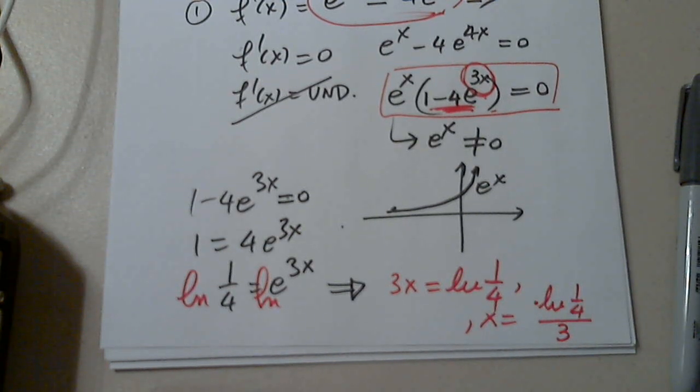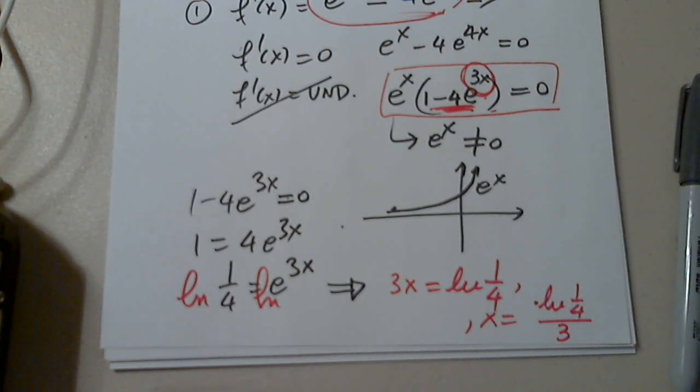Let me look at this number again. Maybe I did something there. Let's take a look. So natural log of 1/4, which is 0.25, a quarter, divided by 3 is -0.46. That is correct. Is it between -1 and 1? Yes, -0.46 is between -1 and 1. So that part is okay.